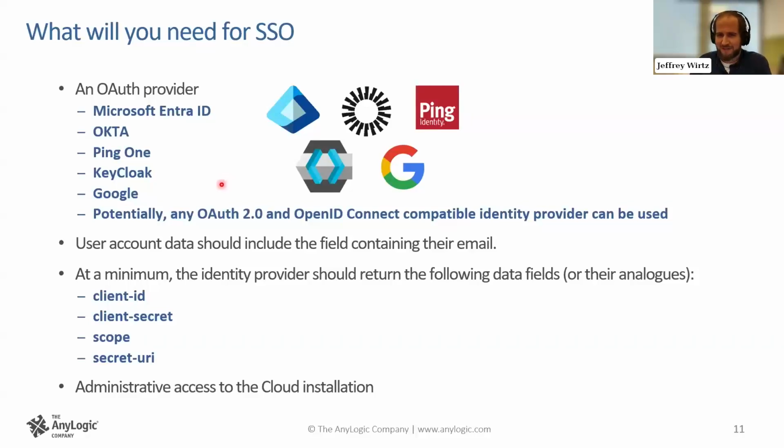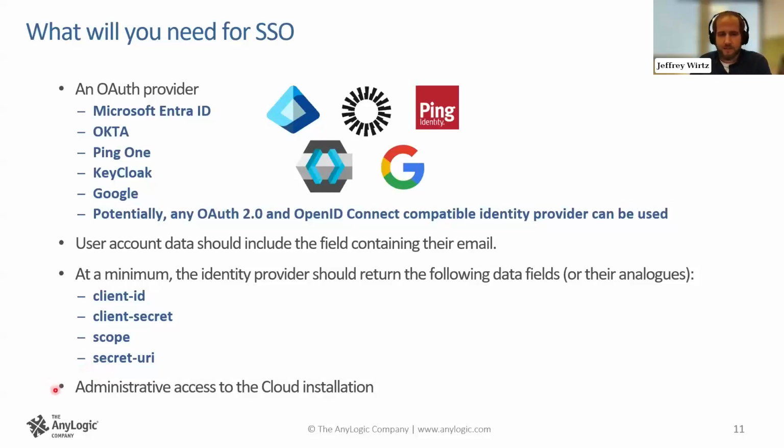And for any of you cloud users out there who don't see yours on the list, we on the support team are always willing to help and work with you, and to get any of our cloud user feedback on the different providers you might want to use. Some of the other things you're going to need: your user account data should include a field containing their emails. And at a minimum, your identity provider should return the following data fields or their respective analogs. We're going to need a client ID, a client secret, a scope, and a secret URI. Now, it's a little contextually different between the providers, but these are the four major ones that are pretty typical across all of them.